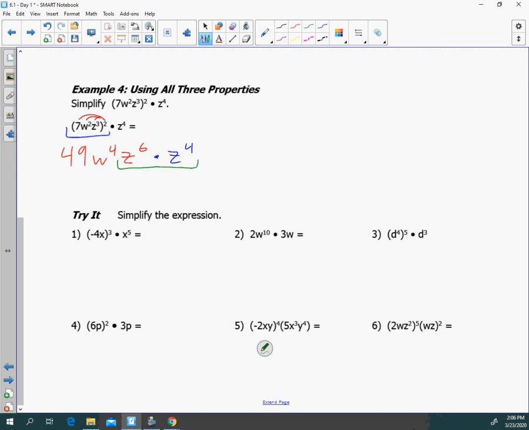Oh yeah, that's just kind of like the very first one. How many z's do you have in that one piece? Well, you got a ton of them, right? So those ones kind of smushed together to give me that answer. And I still have that 49, and I still have the w to the 4th. And that's my final answer.